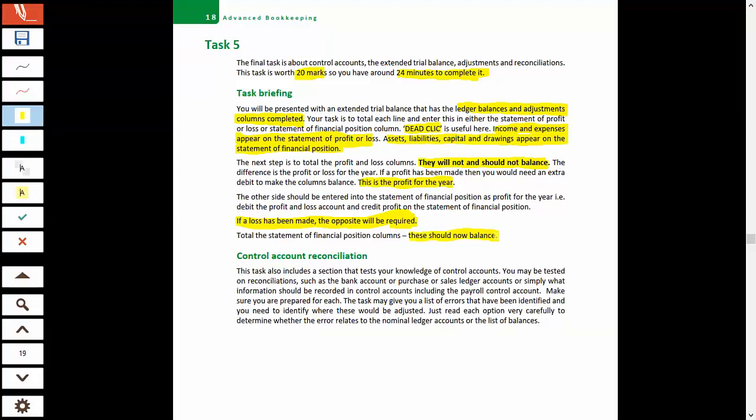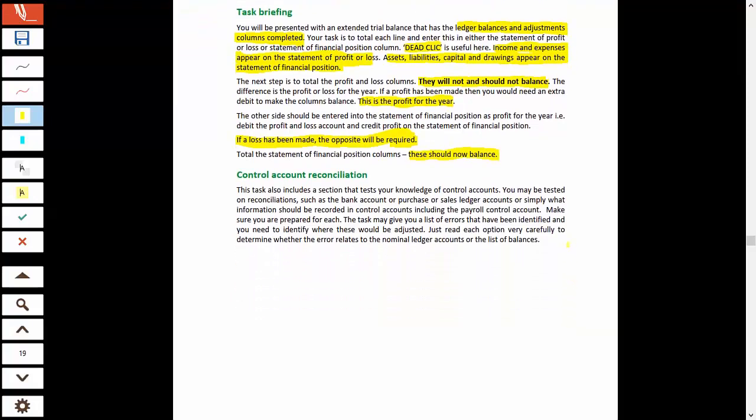And if it does, happy days. We should have smooth sailing from that point onwards. We are also told about control account reconciliation. Now, in this task, truthfully, the extended trial balance will be the much larger section and probably where the lion's share of marks will be made available to you.